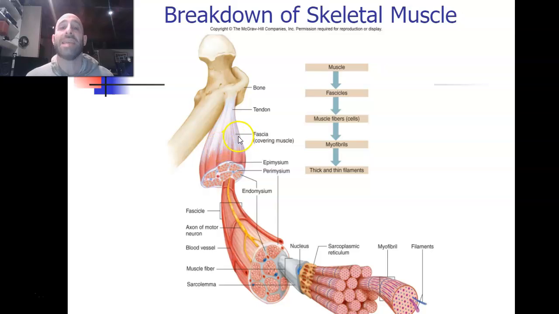And as you take a look at it, you can see the outside of it is covered in a material called fascia, which we talked about. And that fascia becomes the tendon which attaches the muscle to the bone. And that fascia is what covers the entire muscle and keeps it as one unit, essentially. And then if you take a look, you can see that these muscles are actually broken down into smaller sections. So there's a membrane around the entire muscle called the epimysium, which is the outermost covering.